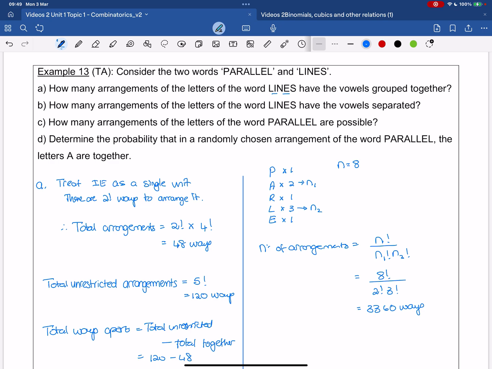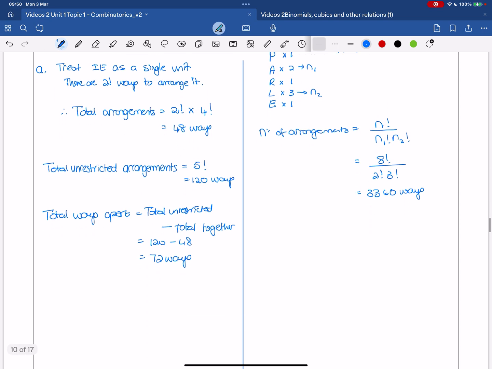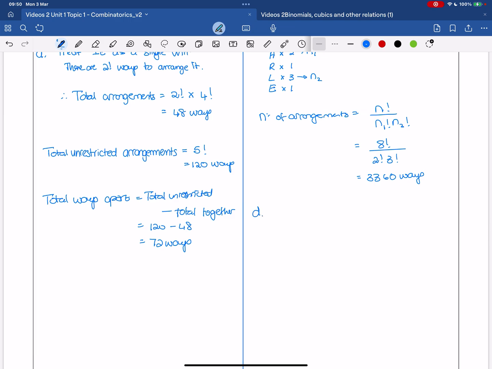All right. Now, determine the probability that in a randomly chosen arrangement of the word parallel, the letters A are together. Okay, so that means that my 2 letters A need to be treated as a single unit, okay? But AA is the same as AA, so there's only one arrangement of AA. And now what we're left with is 7 letters with 3 repeated L's. Okay, so this is getting a little bit complicated. So let's start with the things together.